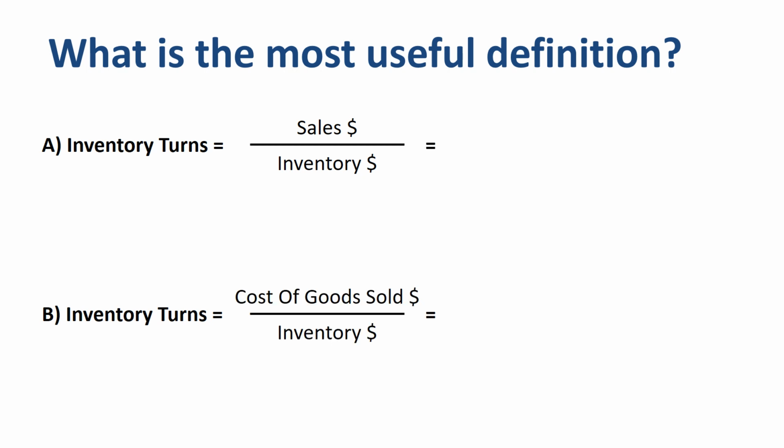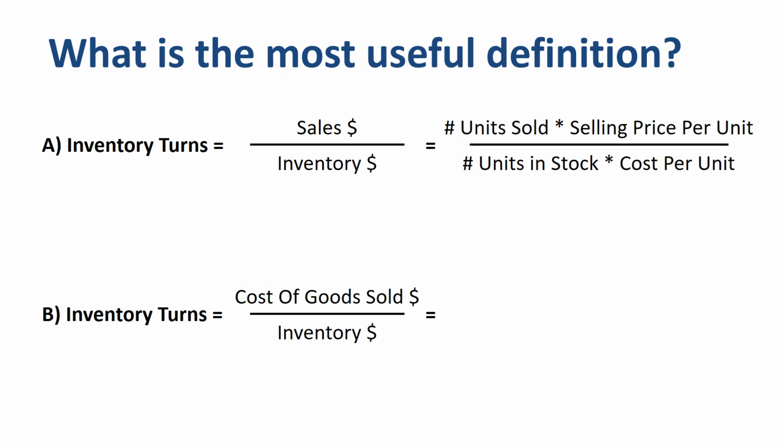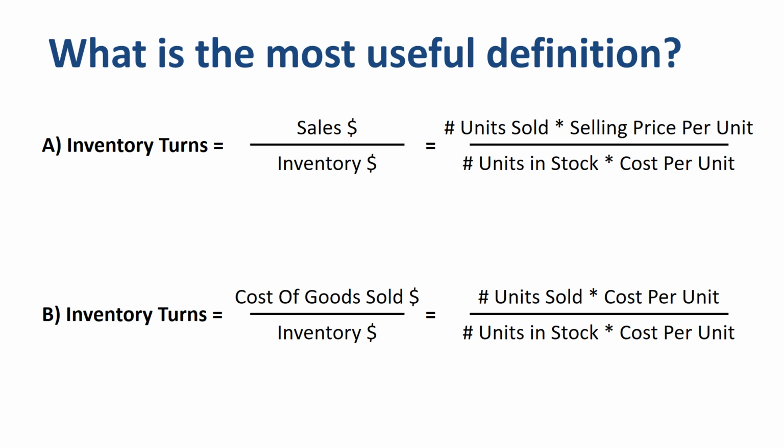When you drill down into the components, you will see that the first definition has units sold times the selling price per unit in the numerator and units in stock times cost per unit in the denominator. The second definition has units sold times cost per unit in the numerator and units in stock times cost per unit in the denominator. As cost per unit divided by cost per unit equals 1, you are in the second definition basically just dividing units sold by units in stock, and those are the only two variables that can be influenced when you strive for improvement.